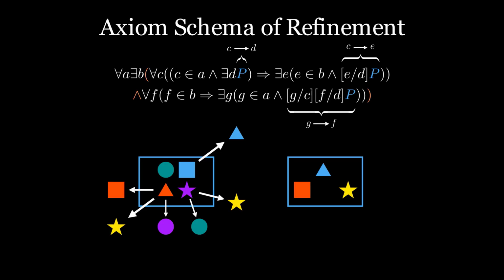And moreover, for all F, if F is an element of B, then there exists G such that G is an element of A, and G relates to F by the property P.